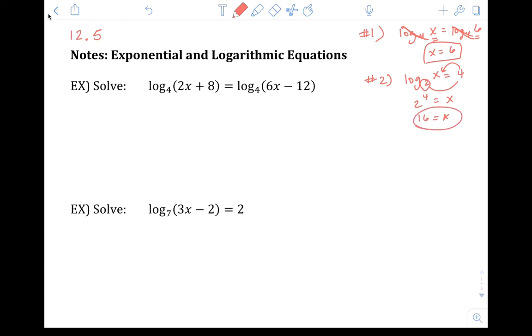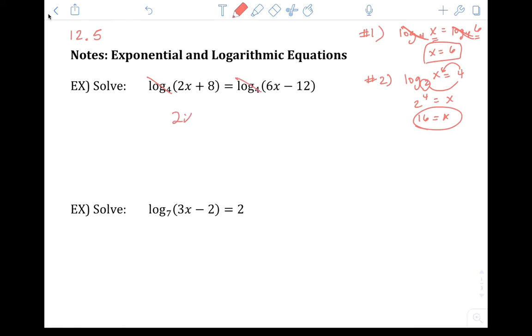It really is that simple. You either get to drop the logarithms and solve like normal, or you only have one logarithm and you just do the loop swoop. You just convert from bay to bia. So on this first one, we drop the log base 4s.